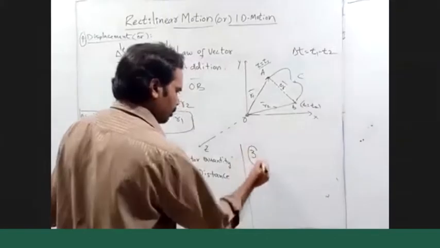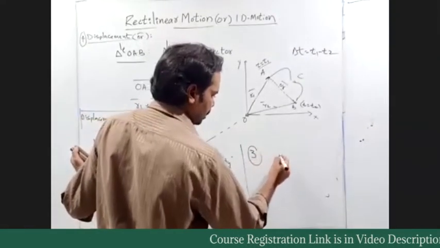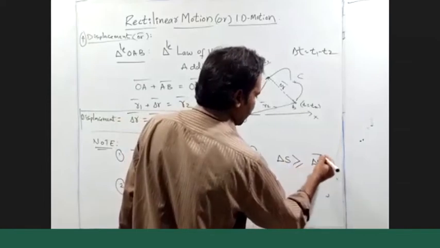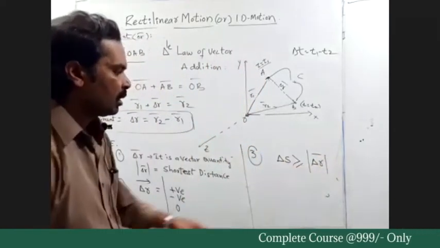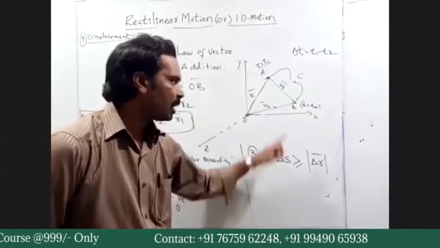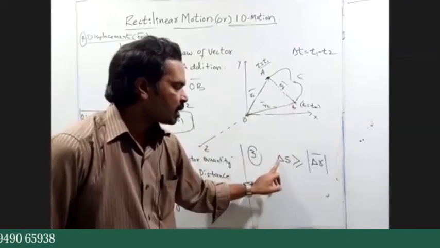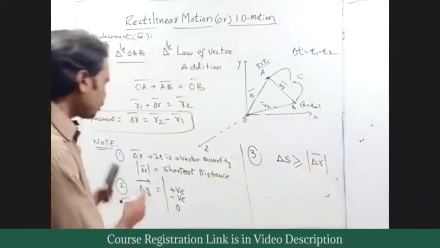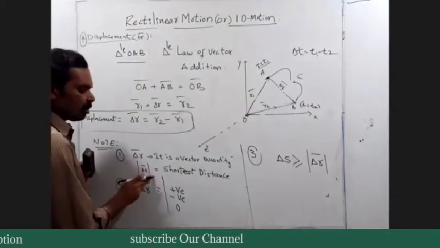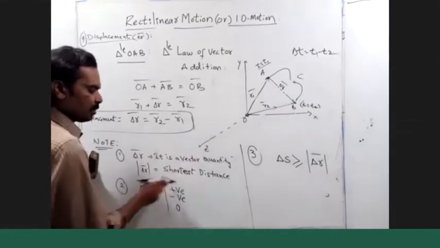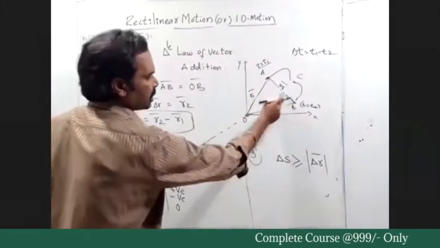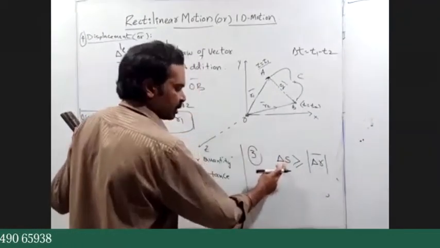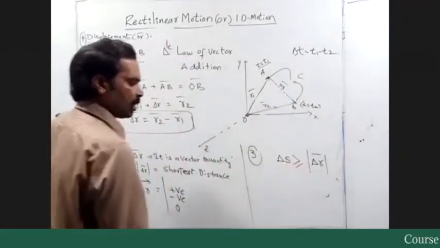The other important point is that always delta s is greater than or equal to the magnitude of delta r bar. Delta s is the distance traveled between the two points. The traveled distance between the two points is always greater than or equal to mod of delta r bar. Delta r bar is the change in position, and its magnitude is the shortest distance between the two points.